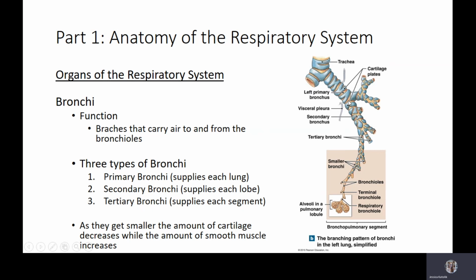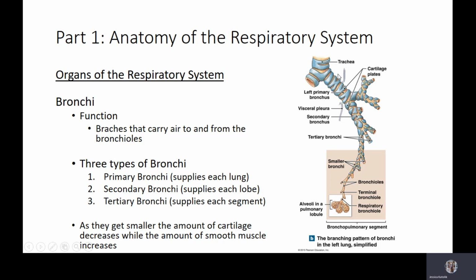Over here, we're going to have the secondary bronchi. Once the primary bronchi enters the lungs, the secondary bronchi are going to split and feed the different lobes of the lungs. The left side is going to have 2 lobes, and the right side is going to have 3 lobes. And we're going to need secondary bronchi to supply each of those lobes. The lobes will be further divided into segments. So these tertiary bronchi will branch off of the secondary bronchi and supply each segment.